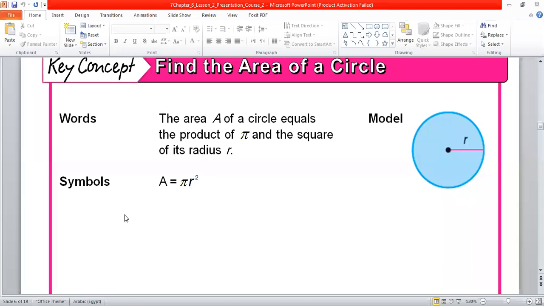It's pi r squared. What is pi, Muhammad? We said that before. Pi is 3.14 or 22/7. Repeat with me: pi is equal to 3.14 or 22/7.